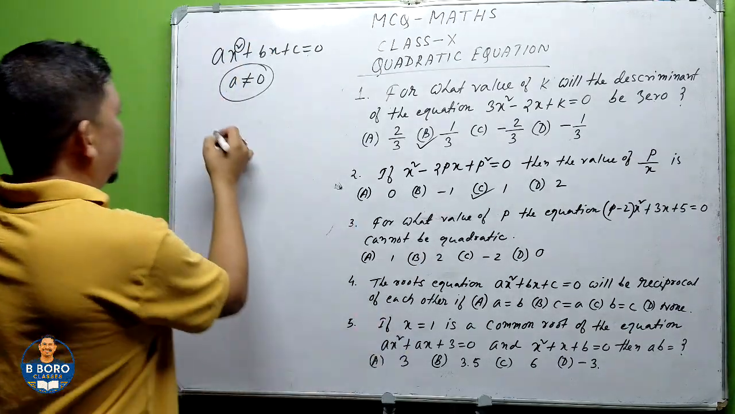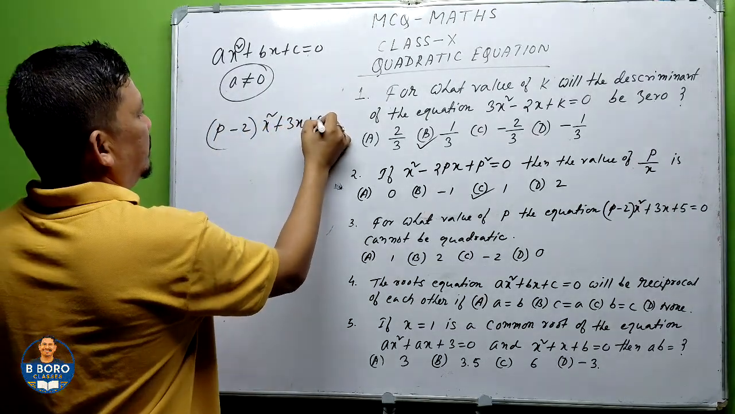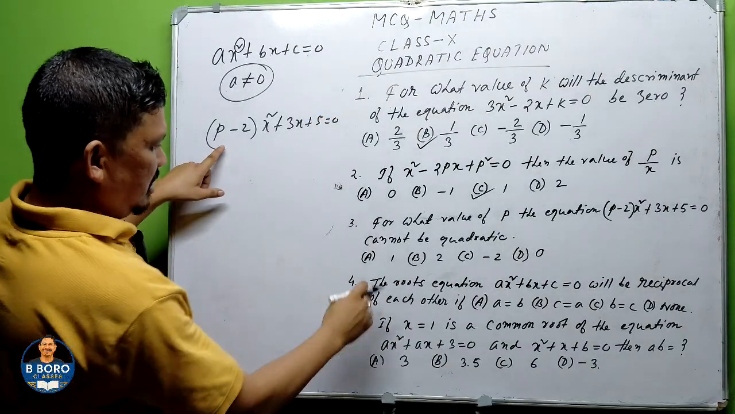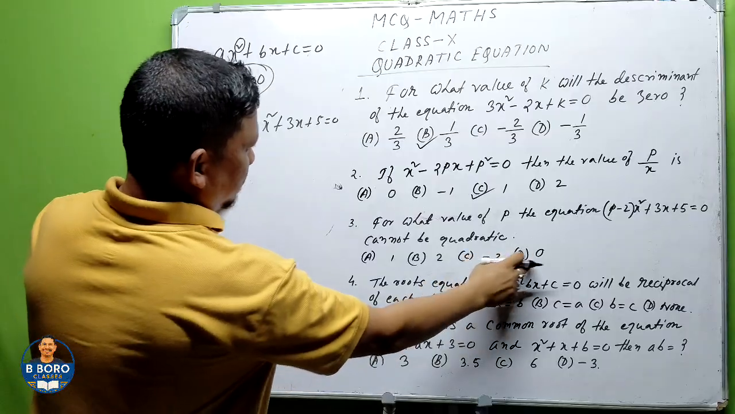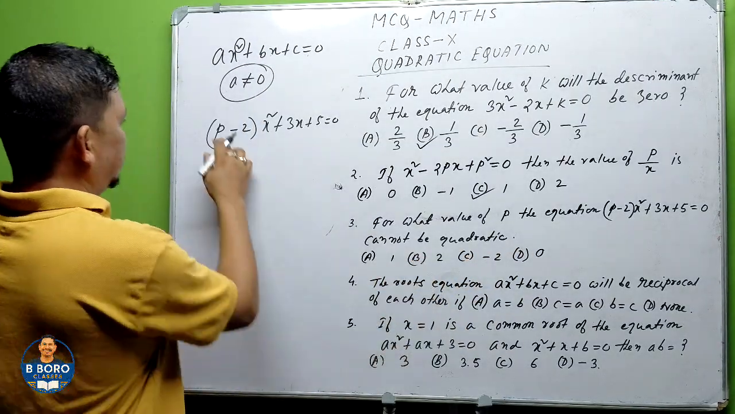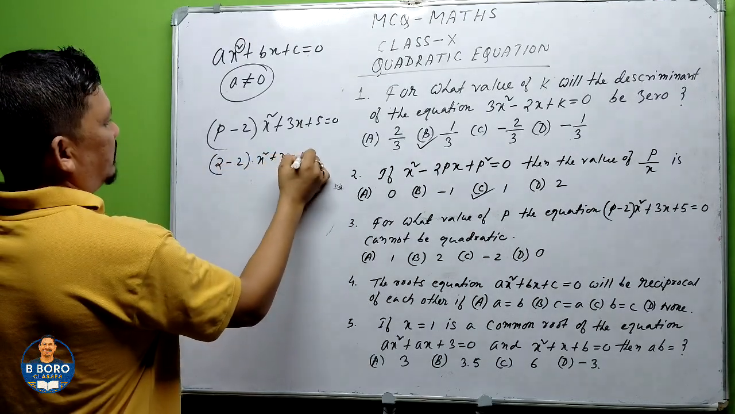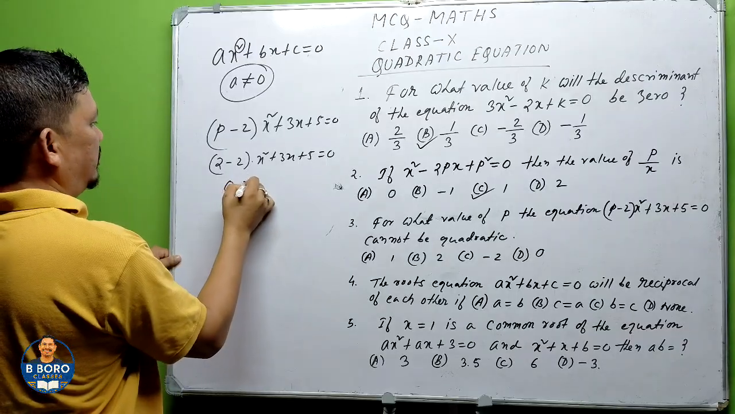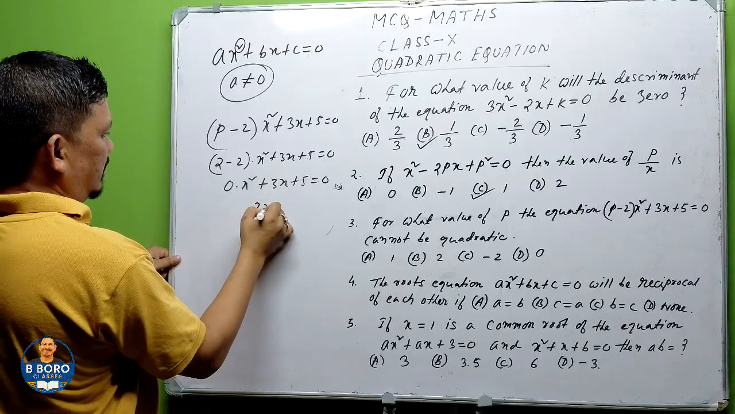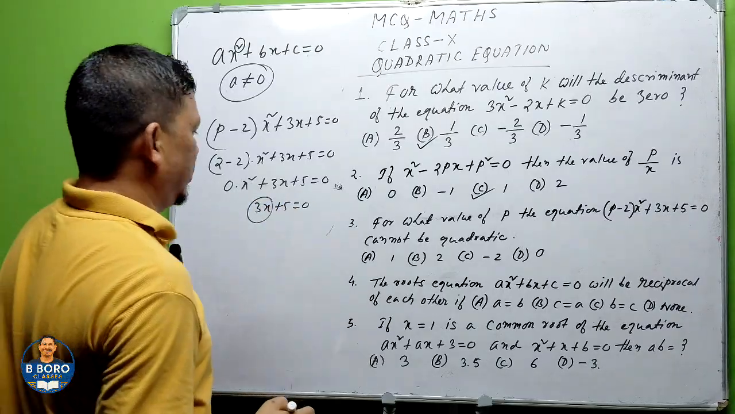So if we observe the equation p minus 2 x square plus 3x plus 5 equal to 0, we are given four options: option A 1, B 2, option C minus 2, option D 0. Suppose we substitute option B, p equal to 2. Then 2 minus 2 into x square plus 3x plus 5 equal to 0. So 2 minus 2 becomes 0, 0 into x square, and ultimately the result becomes 0. So it becomes 3x plus 5. So it is a linear equation right now. It is not a quadratic equation.